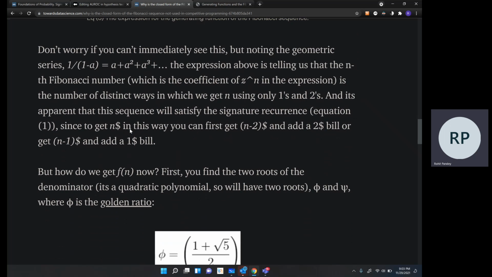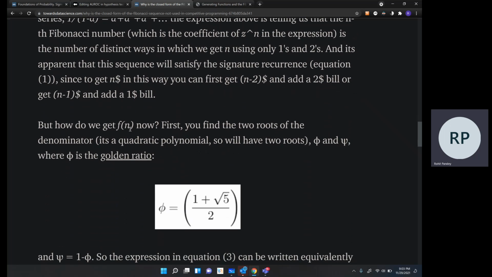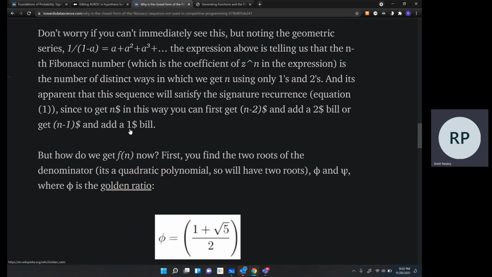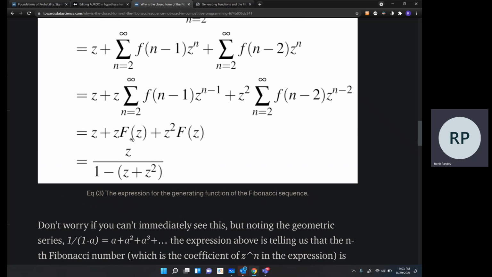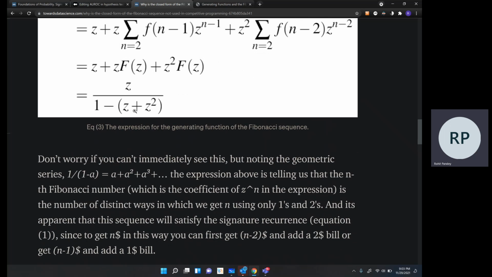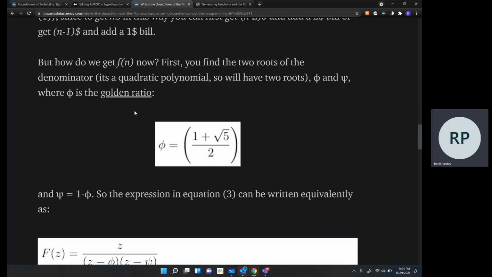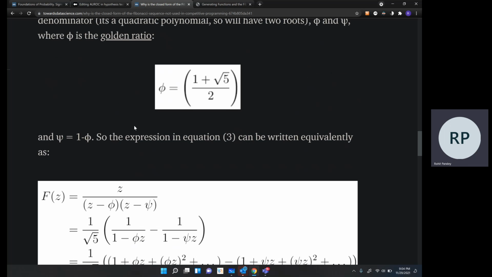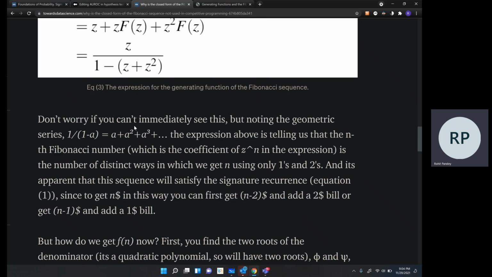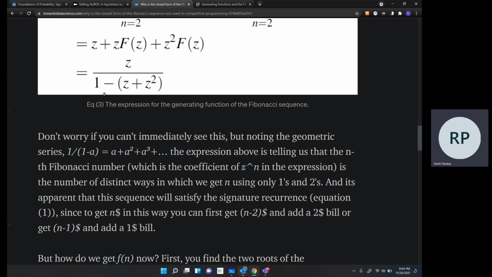But apart from that, how do we now get the Fibonacci number, right? We got the generating function so far. We want the Fibonacci number, the actual small f of n, right? In order to do that, you first observe that this denominator is just a polynomial, a quadratic polynomial.